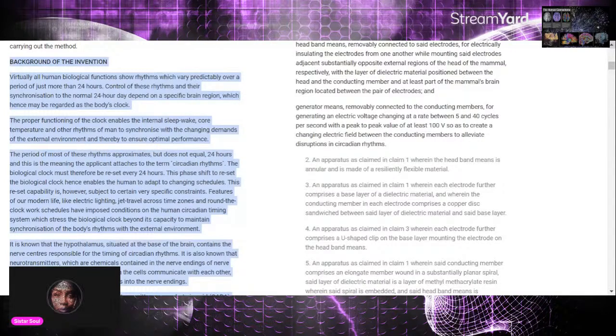It says features of our modern life, like electric lighting, jet traveling across time zones, and round-the-clock work schedules, have imposed conditions on the human circadian timing system, as I was just speaking on, especially people having heart conditions. It says the systems stress the biological clock. It puts stress on the biological clock every time they're messing with the time zones or saying the time's going back, the time's going up, right? Beyond its capacity to maintain the synchronization of the body's rhythm with the external environment.